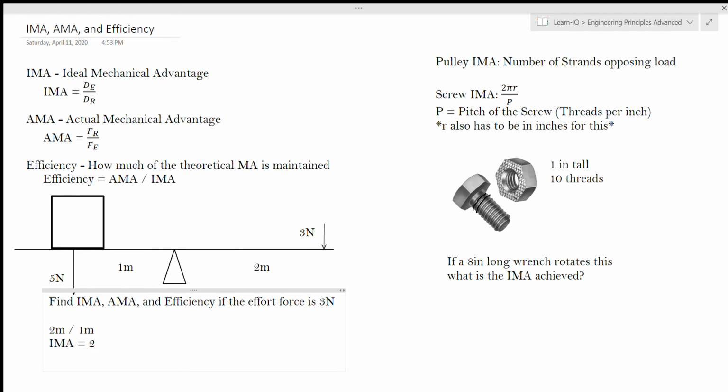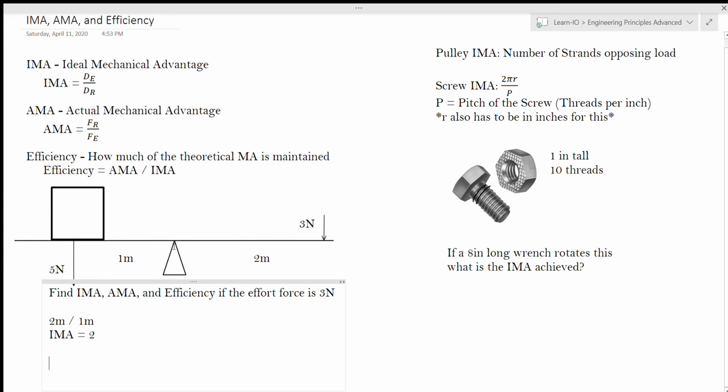You'll notice that it's unitless because IMA and AMA both represent ratios. They don't have units. Moving on, we can calculate the AMA since we have both the forces listed. Here we have a force resistance. Notice this time that the resistance is on top, whereas in the IMA calculation, the effort was on top. It's a little confusing at first, but it is a very important thing to keep in mind and to remember when you're doing these problems.